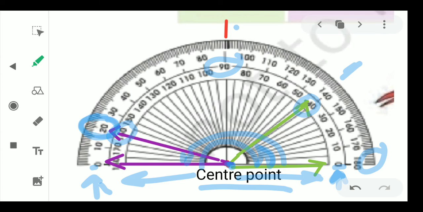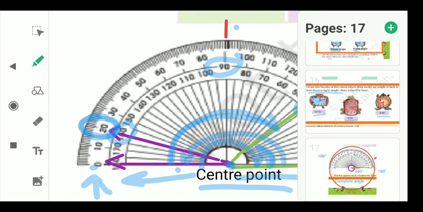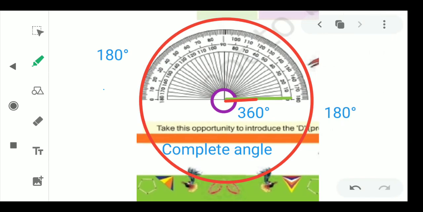It forms an angle here of about 138 almost. The outer reading should be used here because this angle is being formed from the left side, which is an obtuse angle. So I think you have understood the use of the protractor, how to use a protractor to find the angles.